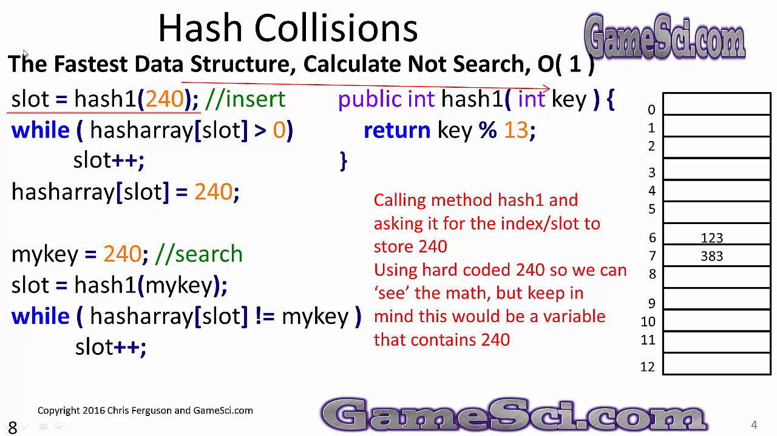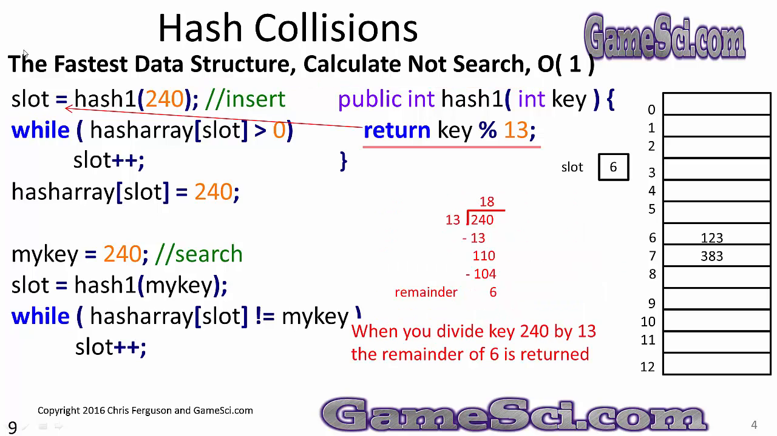We're going to say slot equals hash 1 of 240. We're going to call the hash 1 function and find out where 240 should go. Calling method hash 1 and asking for the index slot to store 240. Using a hard-coded 240 so we can see the math, but keep in mind this would be a variable that contained 240. Here's the math. When you divide the key 240 by 13, you'll get a remainder of 6. That remainder of 6 will be returned for the slot number, and it says 240, if it can, would like to go in slot 6.